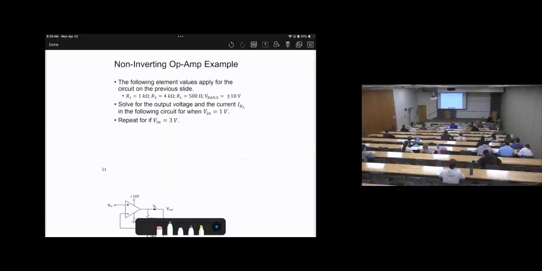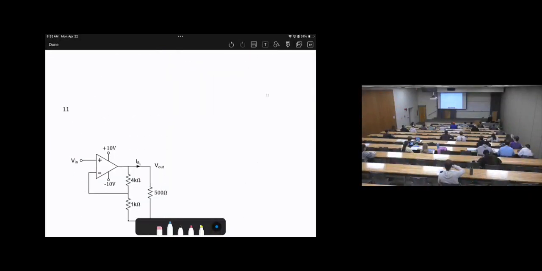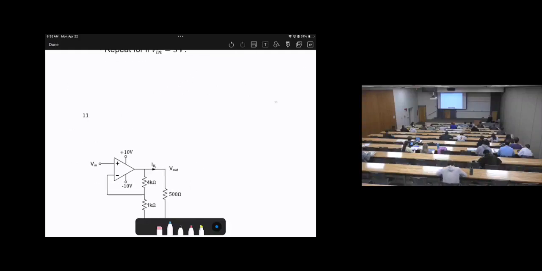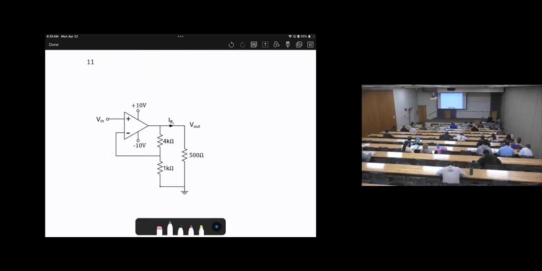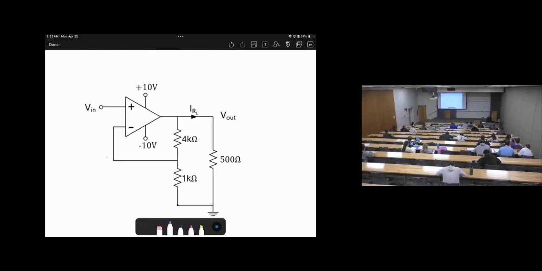Okay. Let's go to this example. In this circuit, we need to calculate, in summary, when V input equals 1 and when V input equals 3. So we have two cases. When V input equals 1 volt, and the other one, when V input equals 3 volts. The first one is case A, the second one case B. We need to do our analysis.